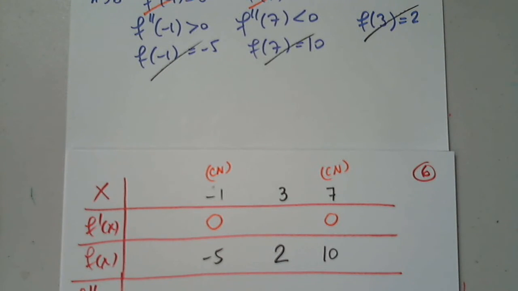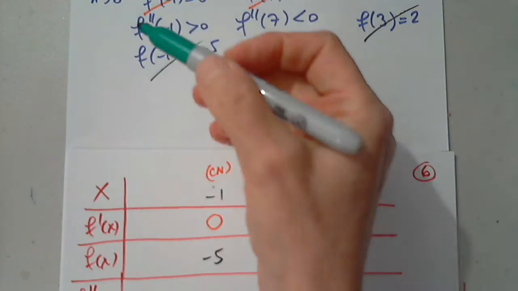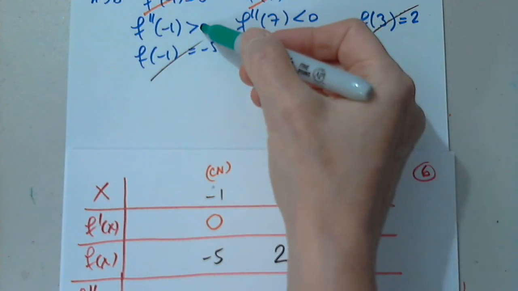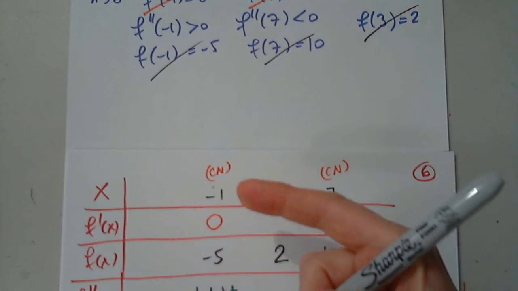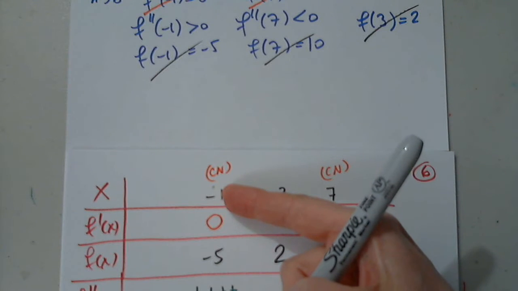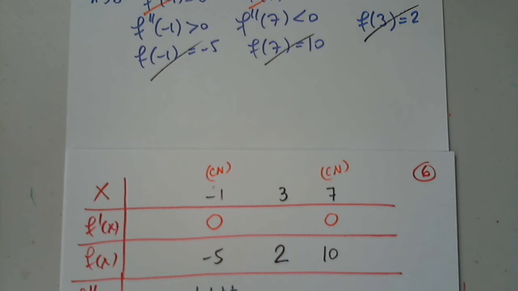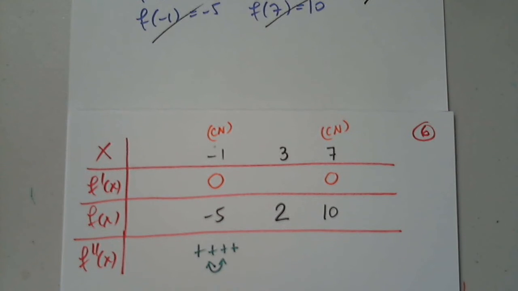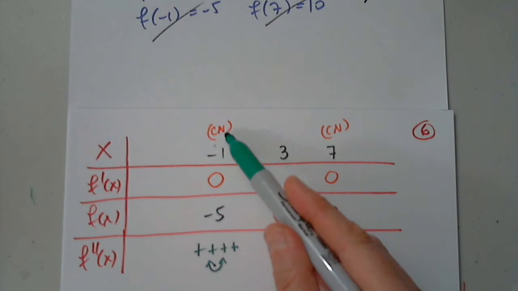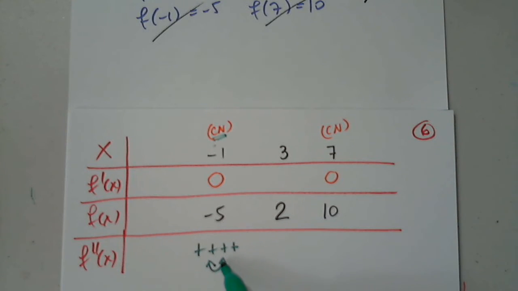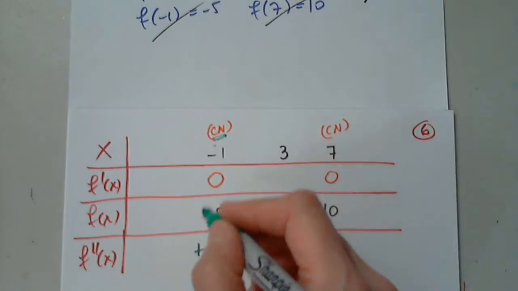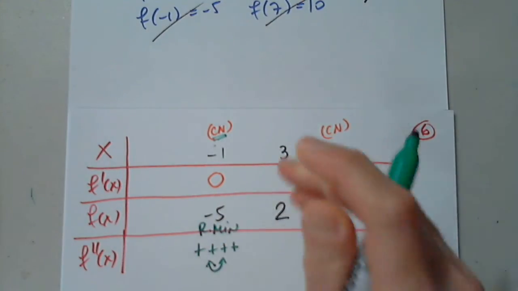Now I'm looking at the second derivative. The second derivative at -1 is positive, which means the function looks like this, which means immediately what type of point is -1, -5? It's a relative minimum. Yes, it's a critical number, and the second derivative is positive, so it has to open up. So this is a relative min.